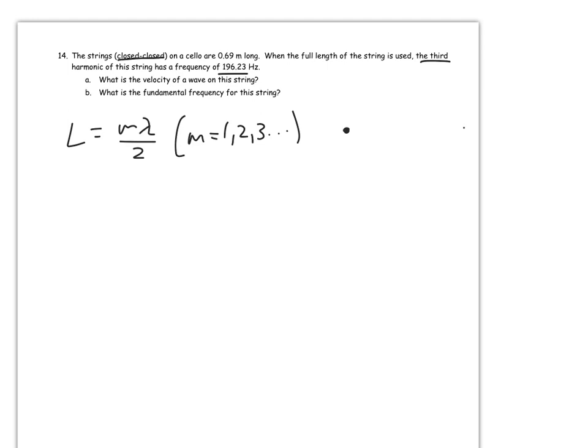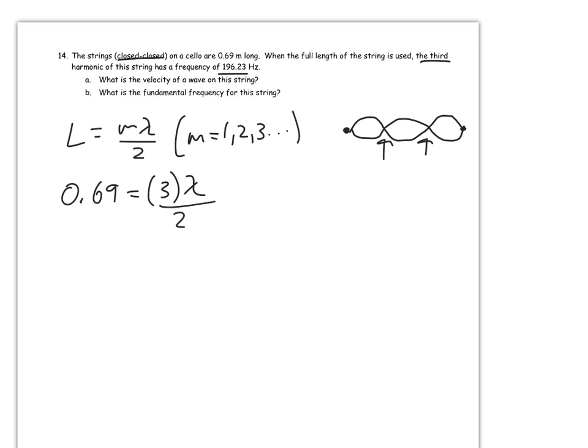We have a string fixed at both ends, so that third harmonic is going to look like this, a standing wave with 3 humps here, basically. And so we can say that the length of the string, 0.69 meters, is going to be equal to m, which in this case is 3 because it's the third harmonic, times our wavelength divided by 2. So we can say that 1.38 is equal to 3 multiplied by our wavelength.